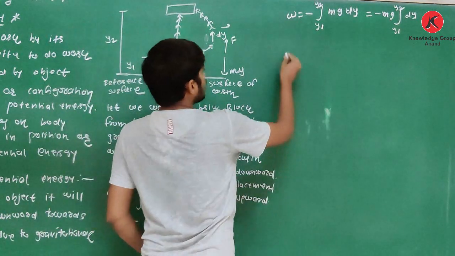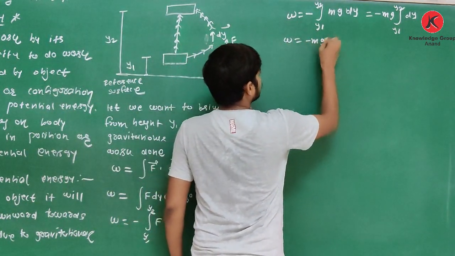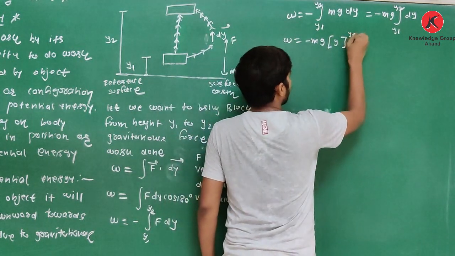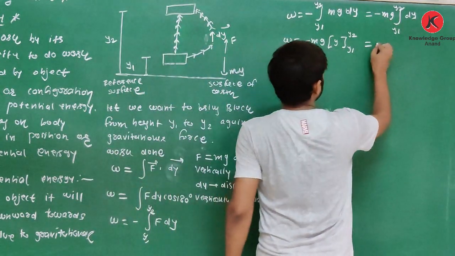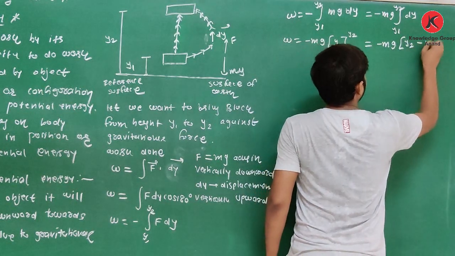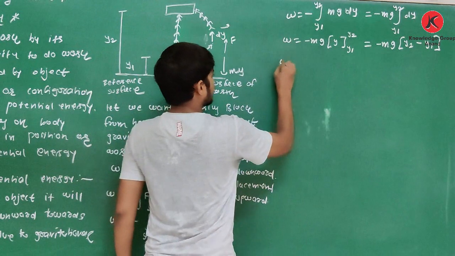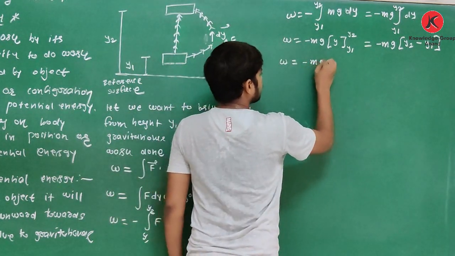That you know, that is y. So W is equal to minus mg y. Integration of dy means y, and the limit is from y1 to y2. So now put in the limits, upper limit minus lower limit. So here it is minus mg, upper limit y2 minus lower limit y1. Clear about this? Now see how to simplify this.